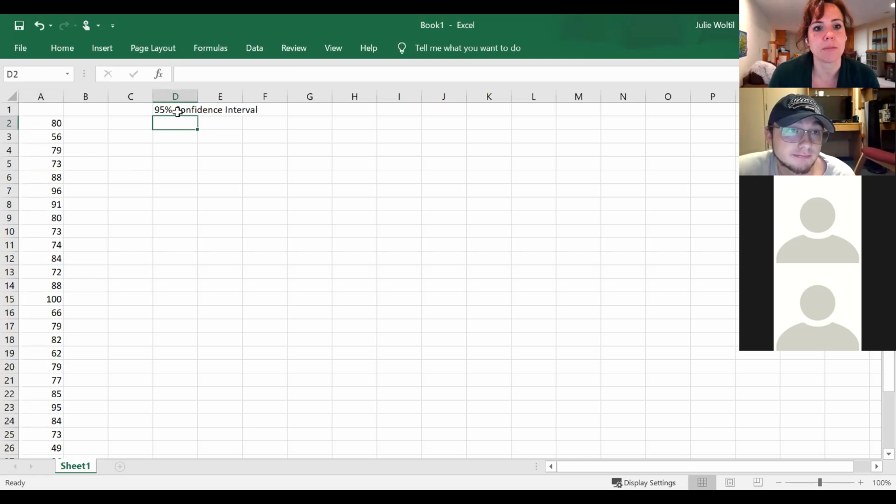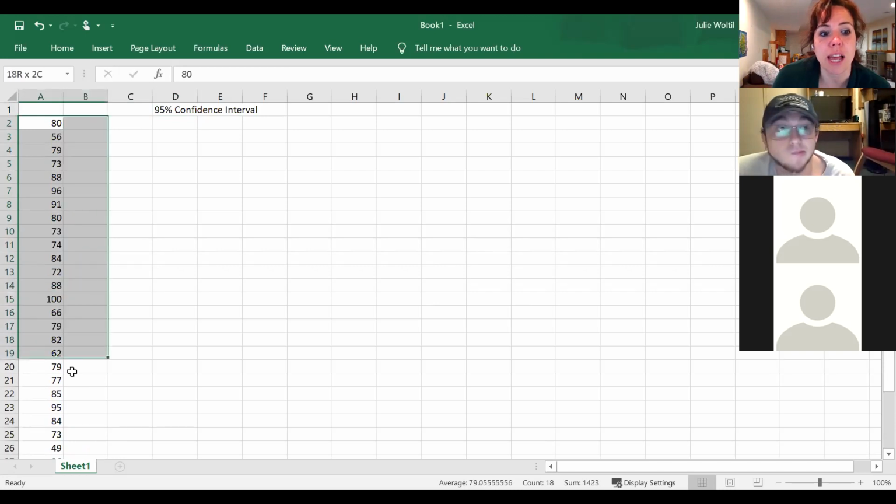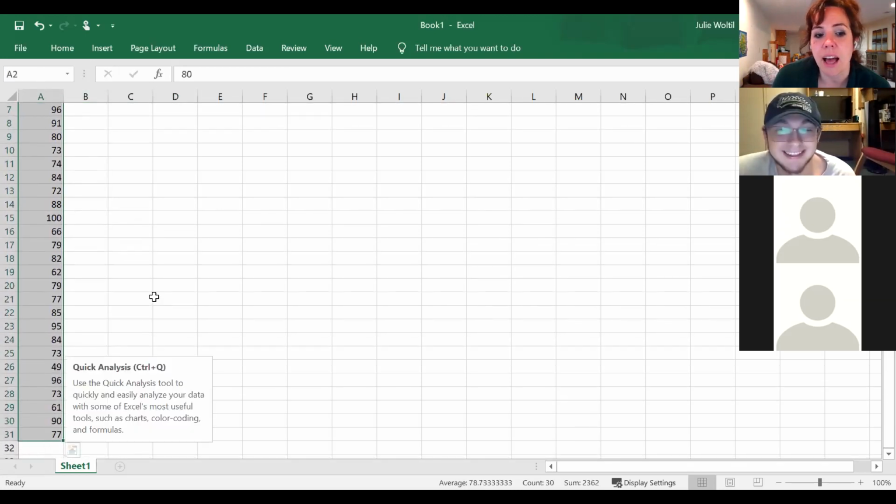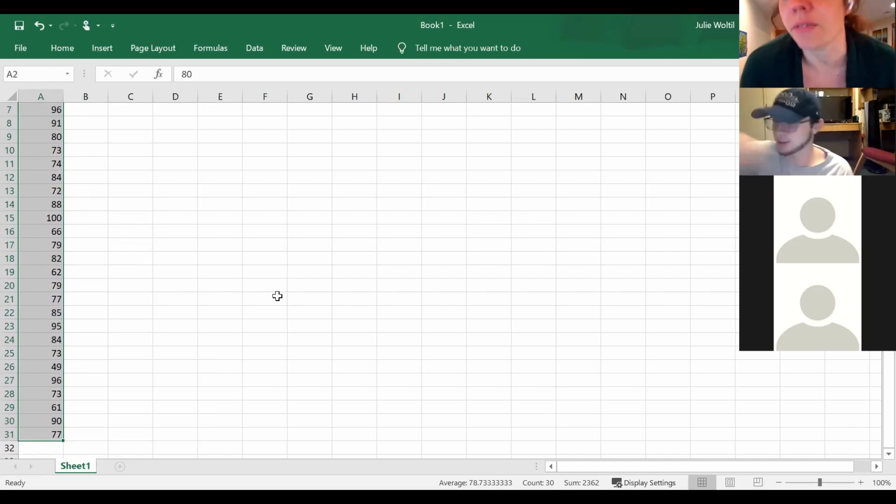What's the first thing that I need? Find the mean. Yes, find the mean. How do I find the mean? So for today's class, we are going to utilize some of the shortcuts of Excel because it's delightful and it makes things easy for all of us.